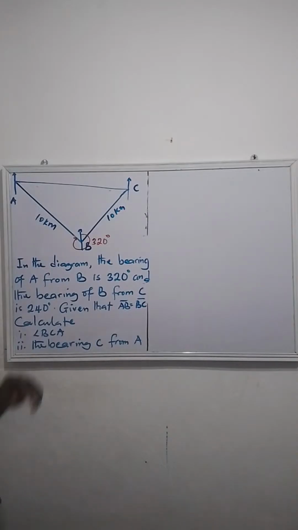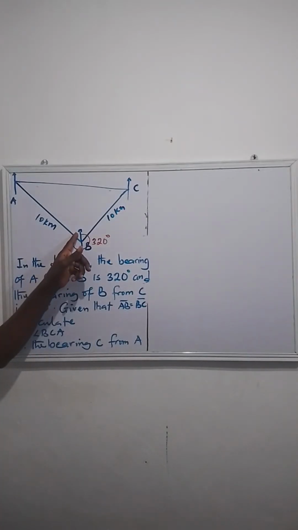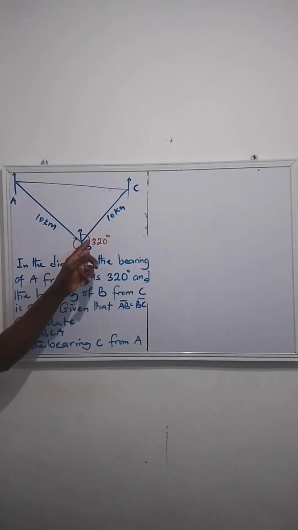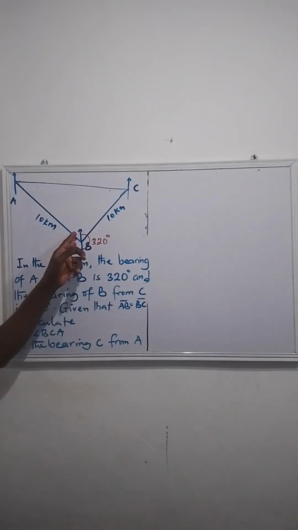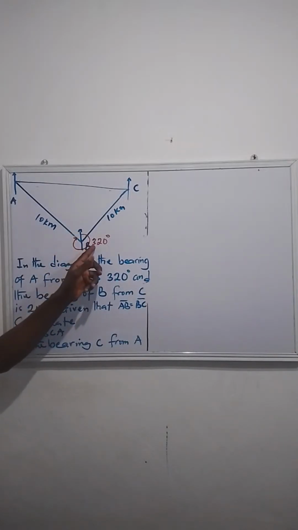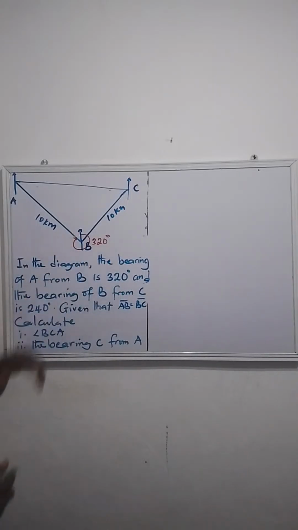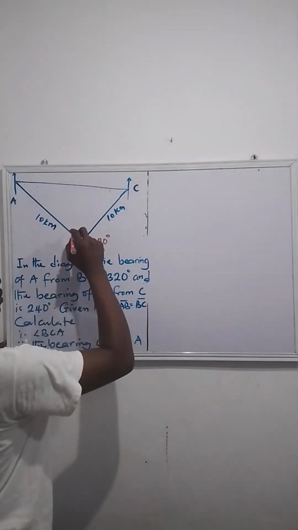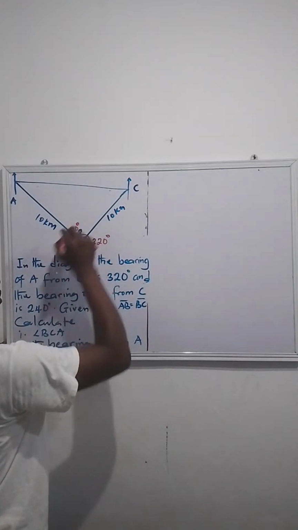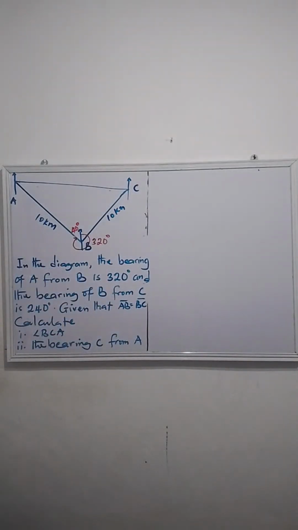Now, does this sound like something to us? When you look at this place, it is going to give you 40, because from North back to North is 360 degrees. So if you have covered 320, you'll be left with 40 degrees. So this angle here is 40 degrees. Let's take note of that.